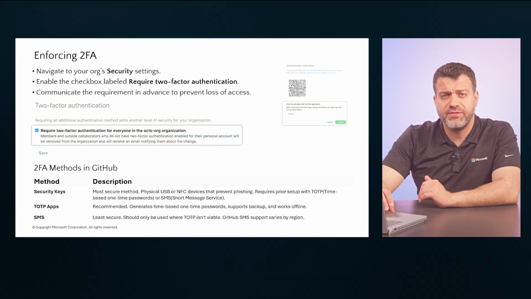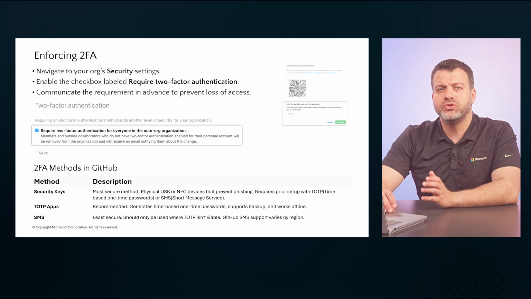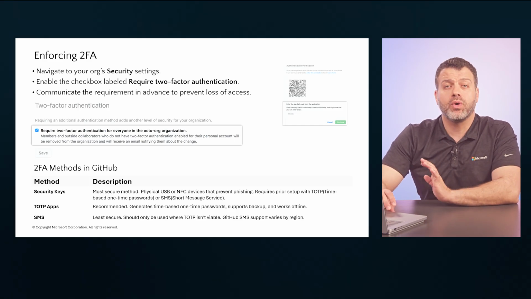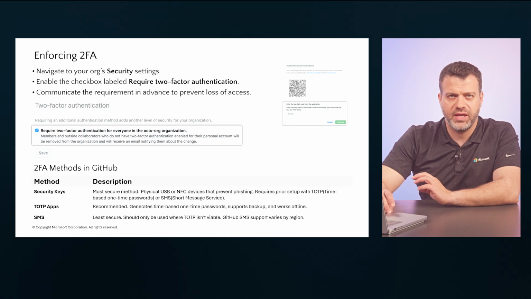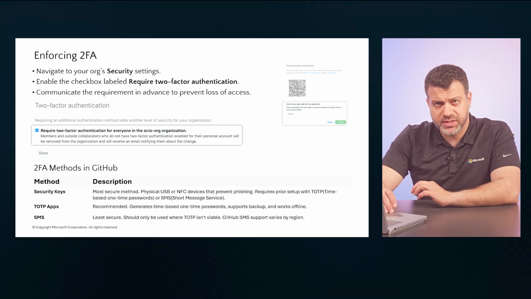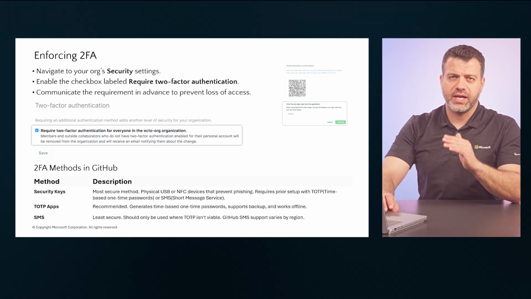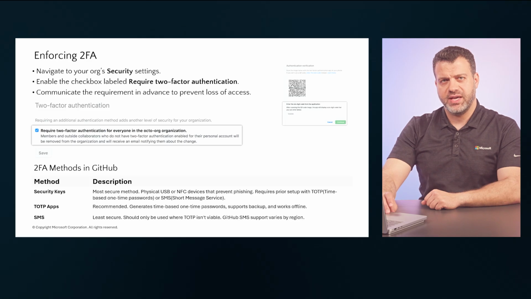Once you decide to use 2FA, the next step is to enforce it. You can do this directly in your organization settings. Just go to Settings, Security, and enable or require two-factor authentication. When you enforce this policy, any user without 2FA is automatically removed. This is why communication is critical before enabling the setting.